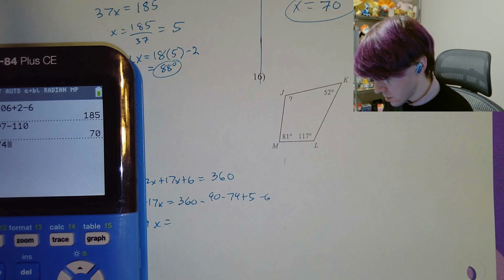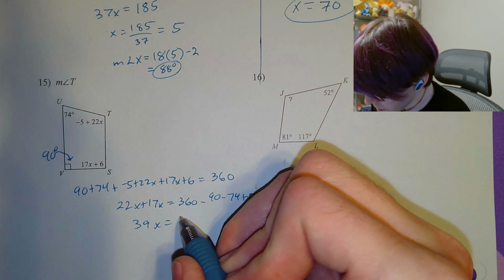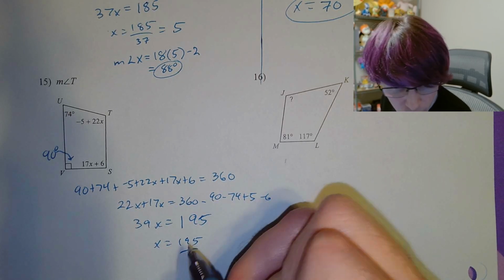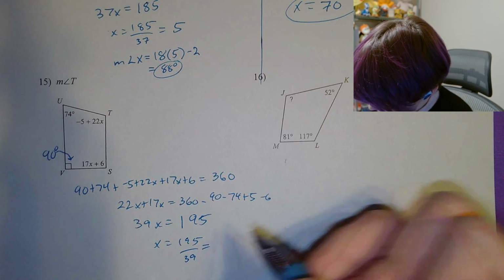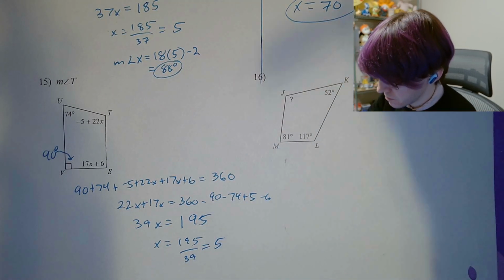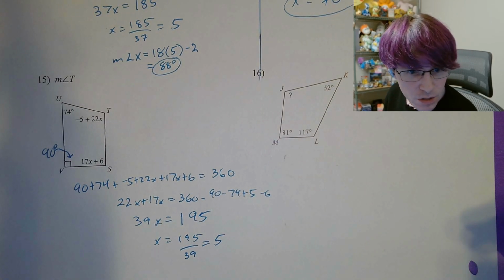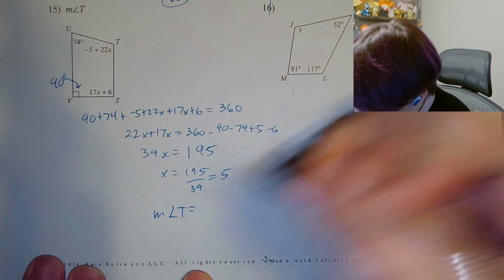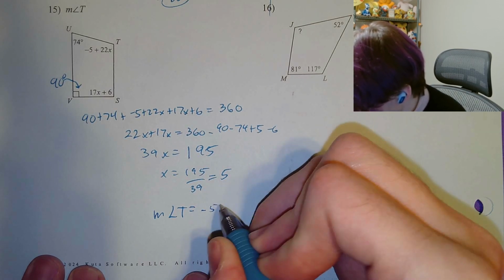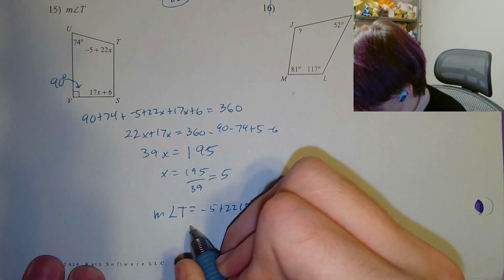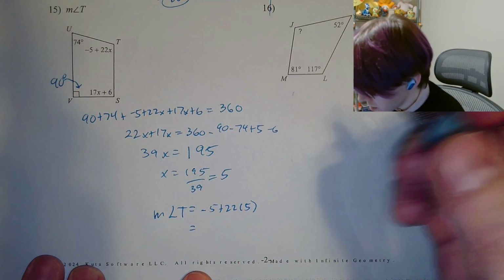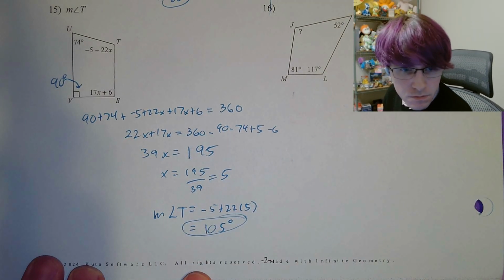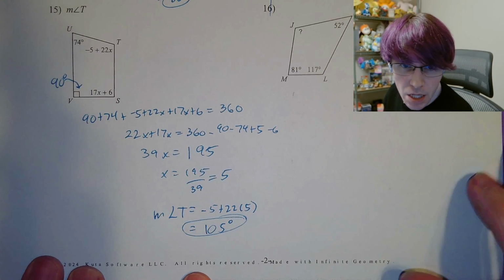My mental math skills went away with COVID, and I wish they would come back. 195, dividing on both sides. That's going to be answer of 5 there. And then here it wants us to find the measure of angle T. So our measure of angle T is going to be equal to negative 5 plus 22 times 5. And that's going to give you 105. Boom, boom, boom. Not too shabby. Let's go ahead and finish this one off.